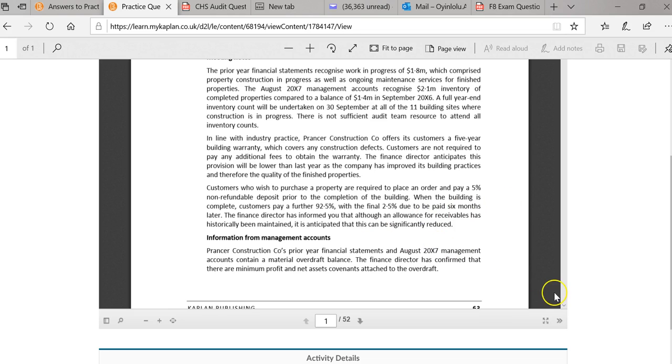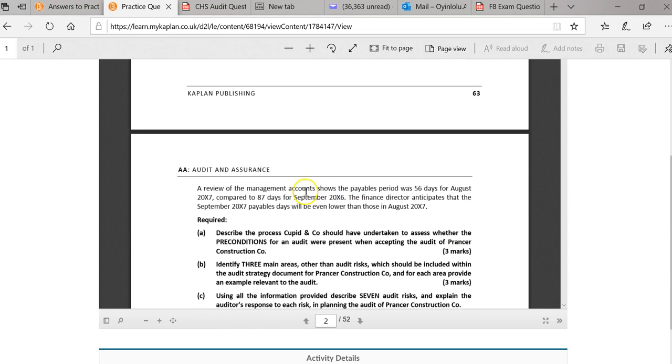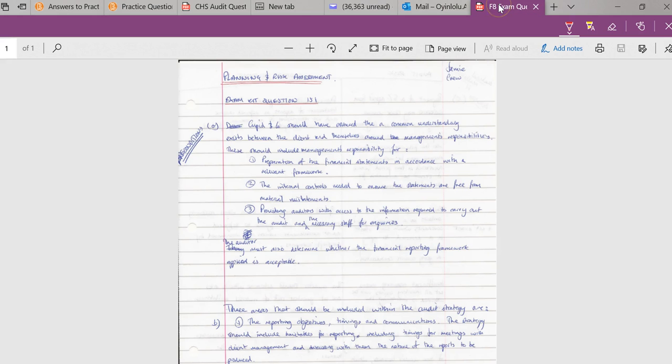And so let's jump in. We see this growth in the number of days. So let's jump into your work and see. Let's mark this as we go along. Yeah, so you say that the question of preconditions.